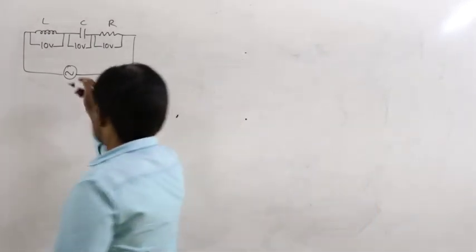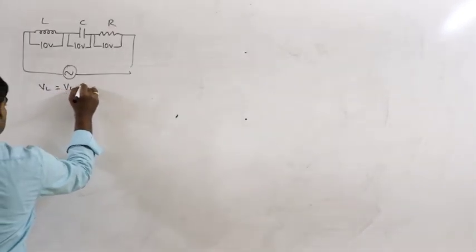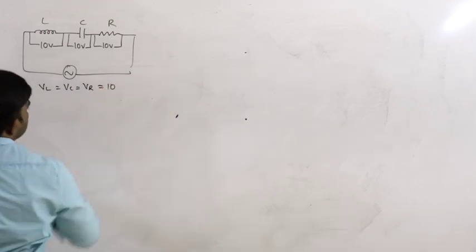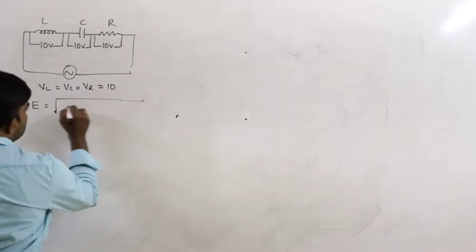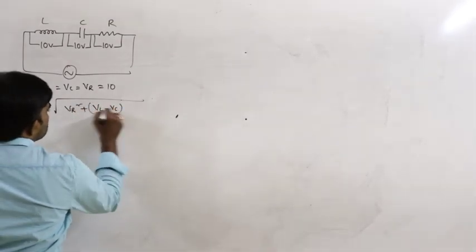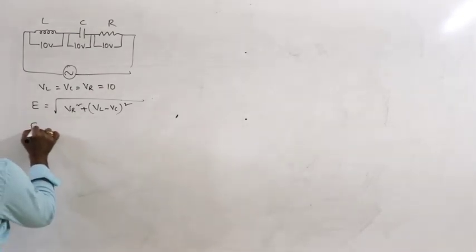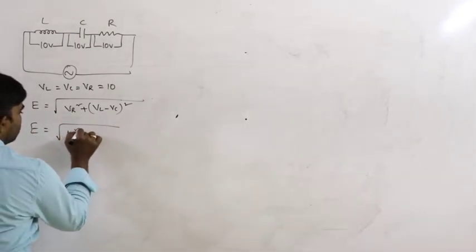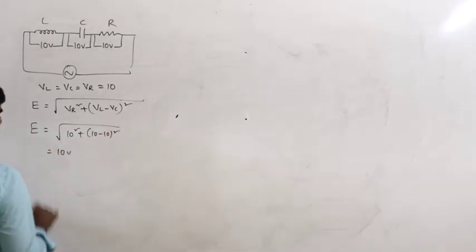So here first, V_L is equal to V_C is equal to V_R is equal to 10. That is the given situation. What is the net EMF in this situation? It is under root of V_R squared plus (V_L minus V_C) whole squared. So E is equal to under root of 10 squared plus (10 minus 10) whole squared. So that is 10 volts.